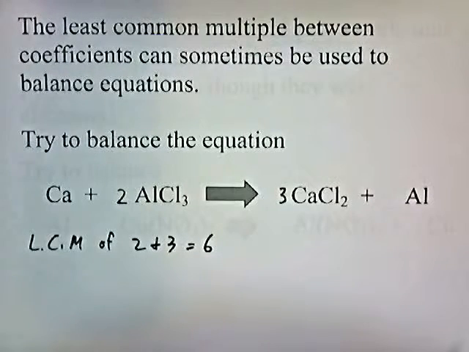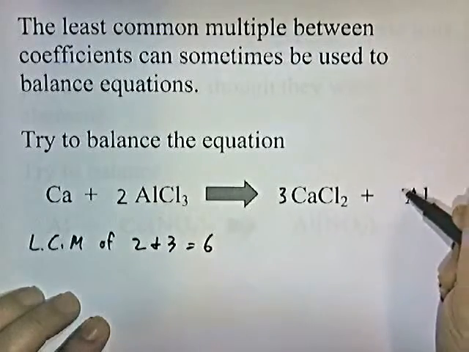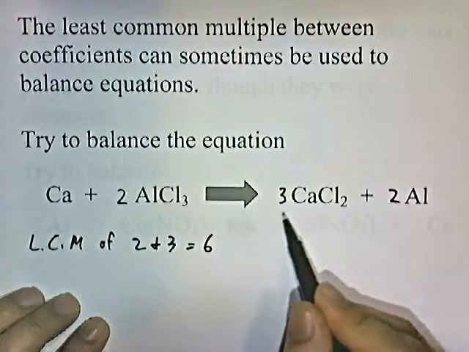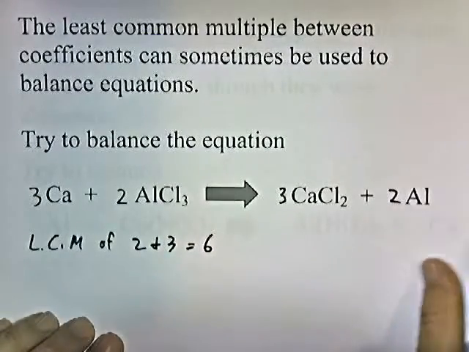And now we can balance the calcium and the aluminum. I've got 2 aluminums on this side, so I'll put a 2 right there. I have 3 calciums on this side. I'm going to put a 3 right there. So it's balanced now.